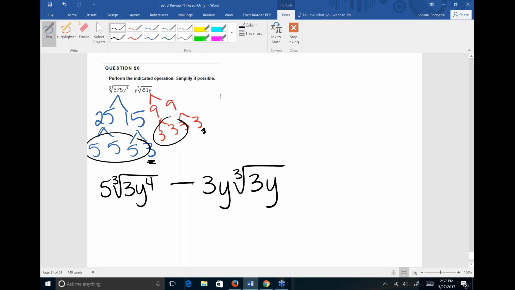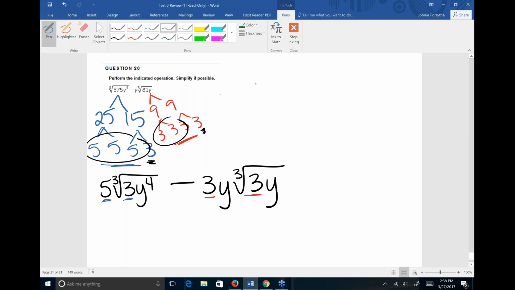So just to kind of show you, basically this came from this, and this came from that. So now I'm going to deal with my variables. So the third root of y to the fourth.